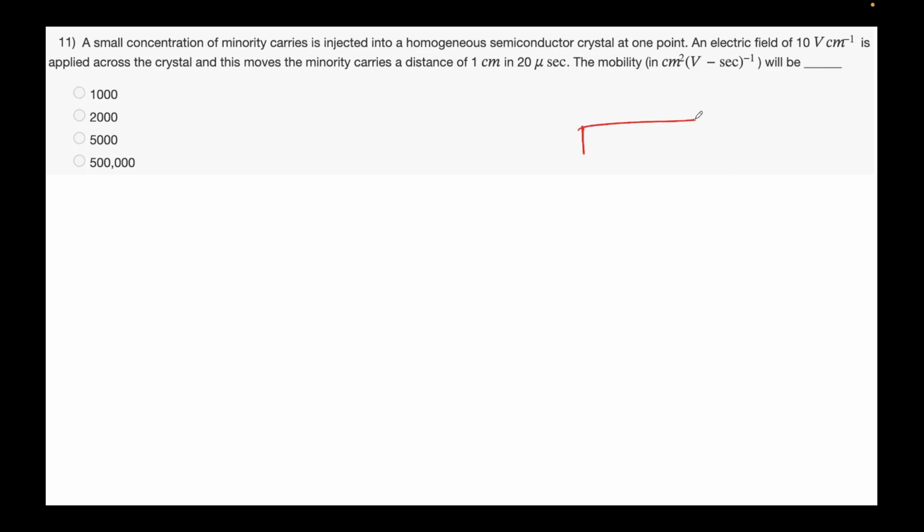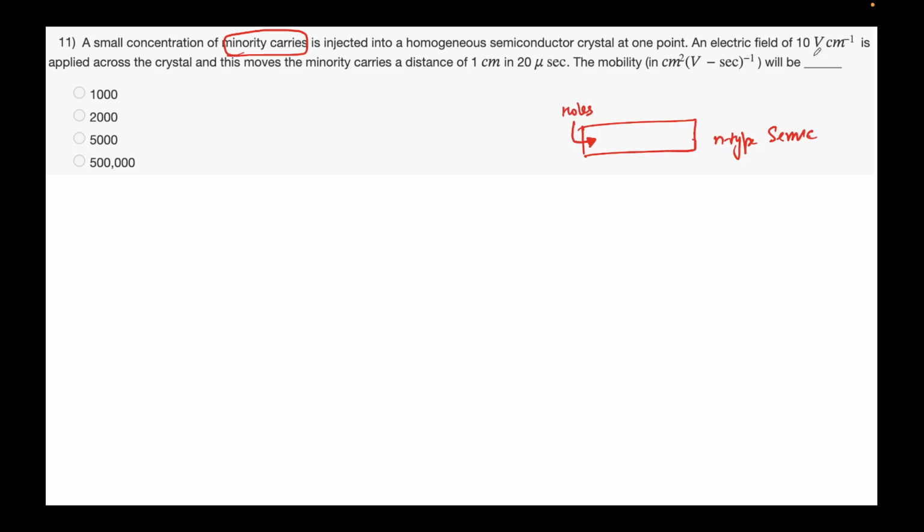Okay, so let me draw a semiconductor. So this is my semiconductor. What I am doing is I am injecting something in this. What am I injecting? A small concentration of minority carriers. So minority carriers, what does it mean? If it's an n type semiconductor, then I'm injecting some holes, because in n type, electrons are majority and holes are the minority charge carriers. So I'm injecting some holes in this n type semiconductor.